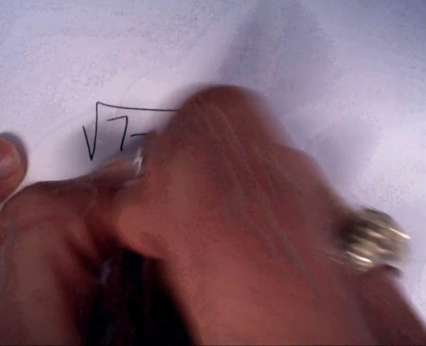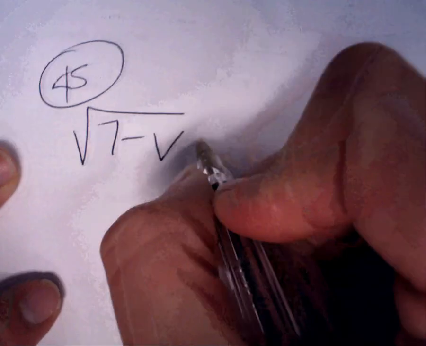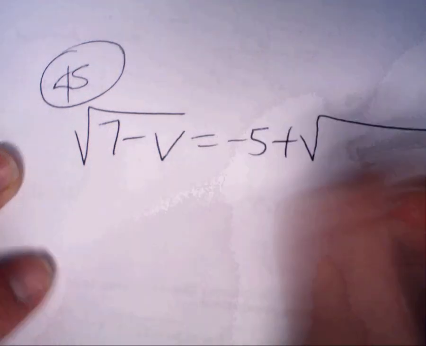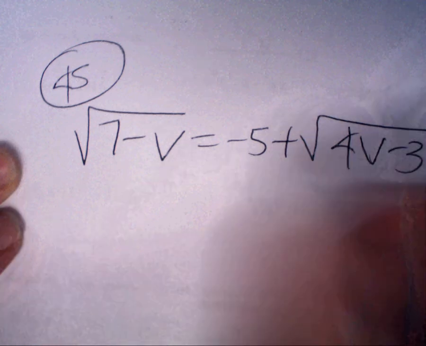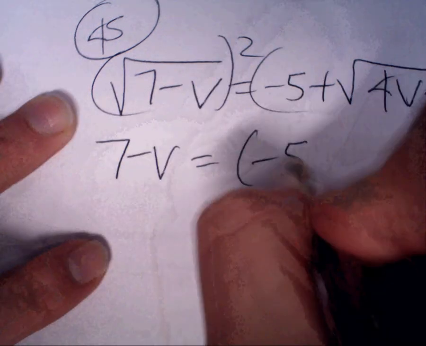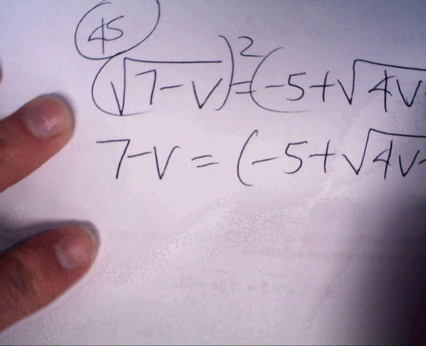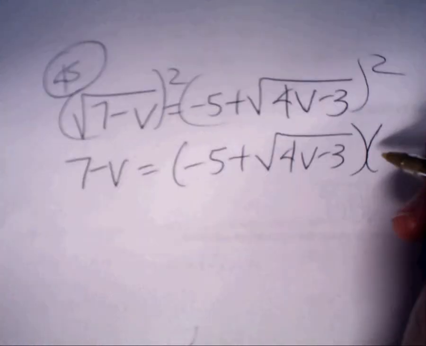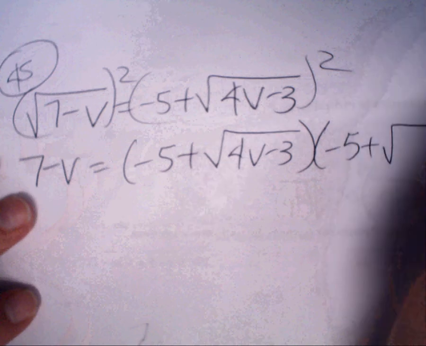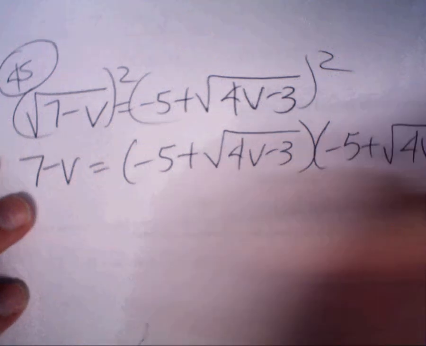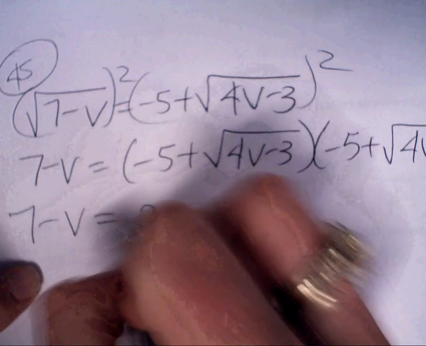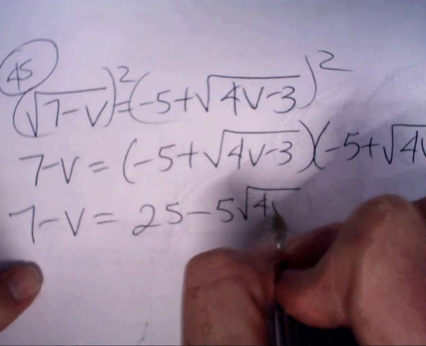Okay, Miss Sermon's going to work number 45. Let's hope I don't wreck this one. Alright, so square root of 7 minus v. This is number 45. Since I messed up that one, I wasn't going to do this one. Squared, squared. I'm going to take my time. 7 minus v equals negative 5 plus square root of 4v minus 3. And I'm working along the same process, so hopefully you can just follow me.